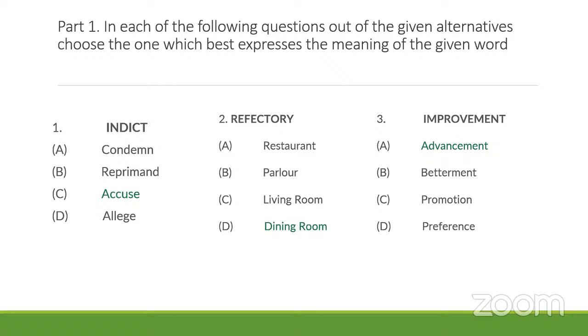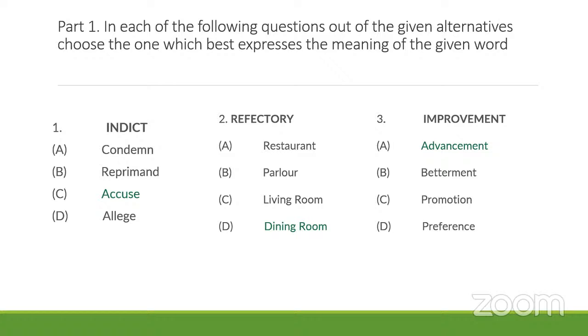Now going to refectory, again, the word that means similar to refectory is a dining room. So refectories are basically dining rooms which are in religious places or organizations, and it's a huge dining room. That's refectory. Now, next is improvement.